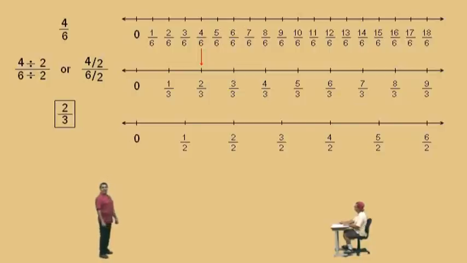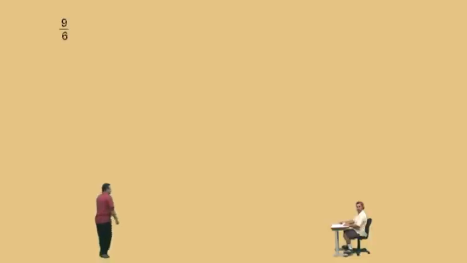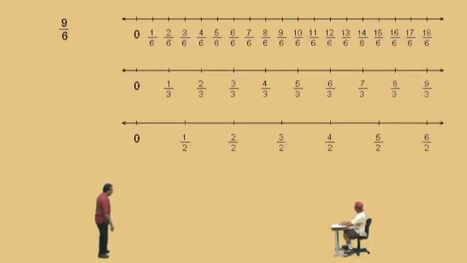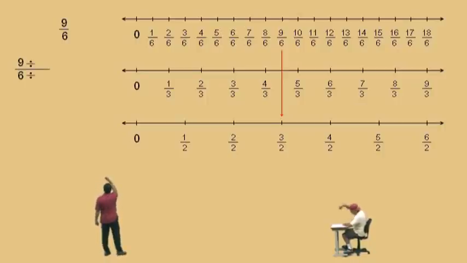Okay, let's do another one. Here we go, Charlie. Now we have 9/6. Okay, let's look at our number lines here. Now notice 9/6, Charlie, that reduces to what? 3/2. 3/2. Now, Charlie, what number divides evenly into a 9 and a 6? 3. It's a 3, so we'll divide top and bottom by 3. Or we can write it in this form, right there.